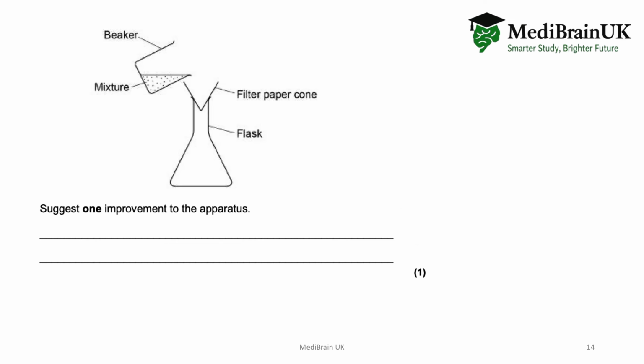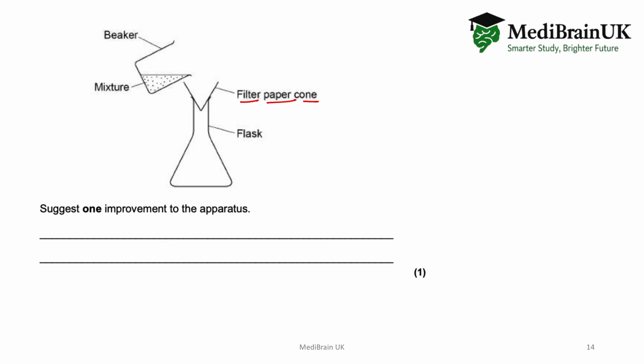Okay, then we're given an apparatus set up over here. We need to suggest one improvement to this apparatus. So we can see we've got our mixture, we've got a beaker, and we're pouring it into a flask. And we've got a filter paper cone that is at the top of the conical flask. Now, one improvement straight away, we're just using the filter paper.